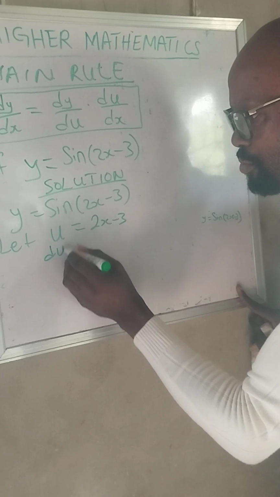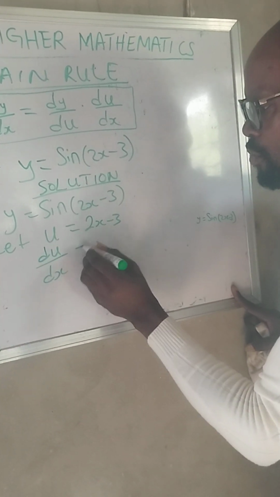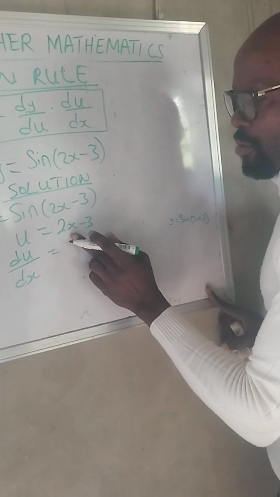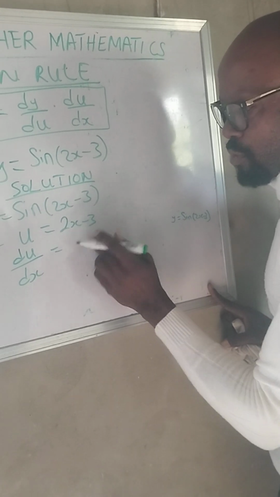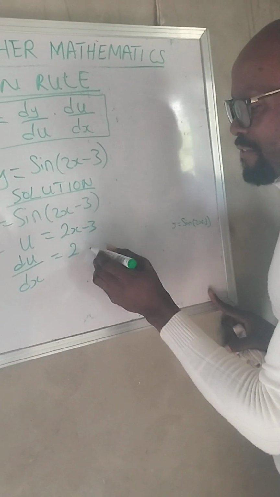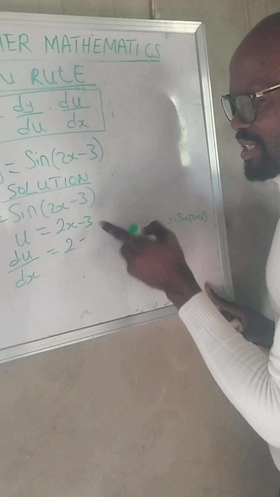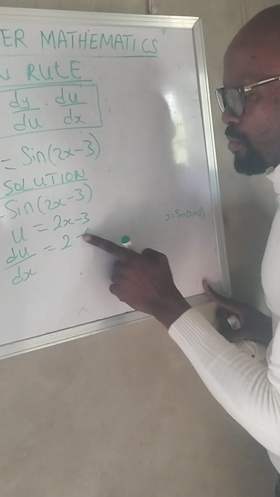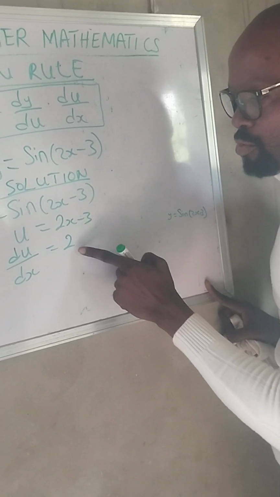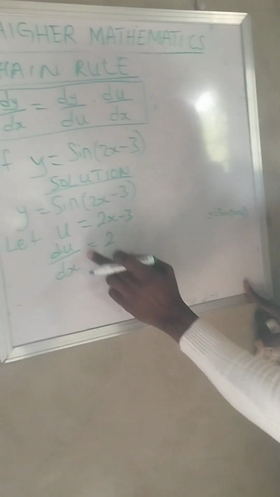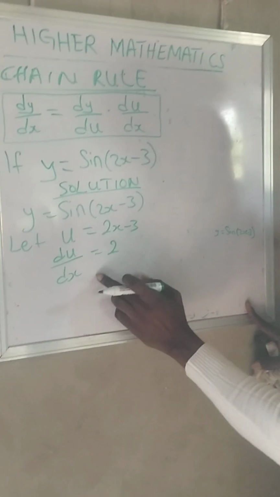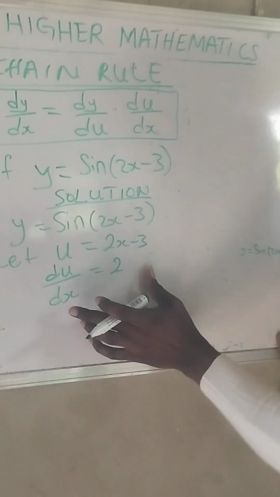You have du over dx, which is what? By the rule of differentiation, if you differentiate 2x, it is 2. If you differentiate a constant, 3, it is 0. So 2 minus 0 is 2. So du over dx equals 2. Okay, let's have this first.